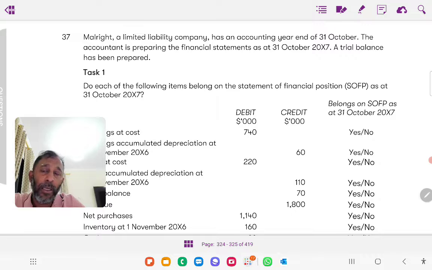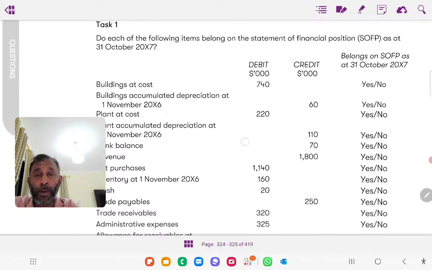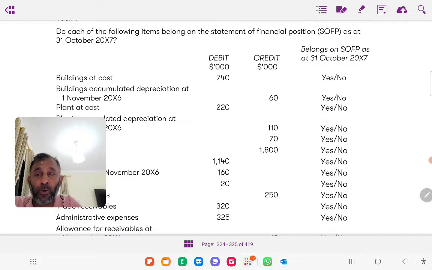What we need to say is, going through the trial balance item by item, we have to pick and choose which of them are part of the statement of financial position or balance sheet, and which of them are profit and loss. If it belongs to the statement of financial position or balance sheet, we say yes, and the rest we say no. I hope you understood. So let's go one by one. Building at cost, obviously we need to include it. Buildings accumulated depreciation at 1 November 2016. The 1 November 2016 is the opening balance. Opening balance will never come to the balance sheet, so the answer is no.